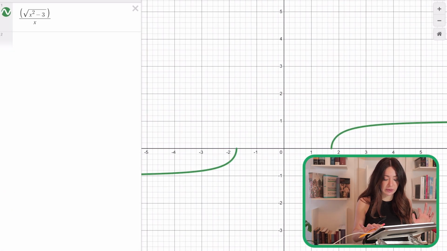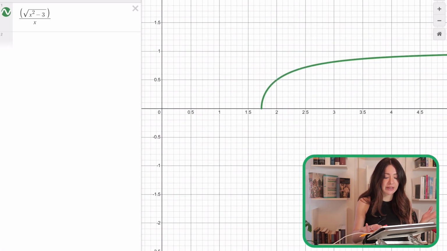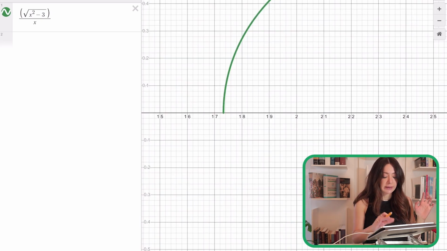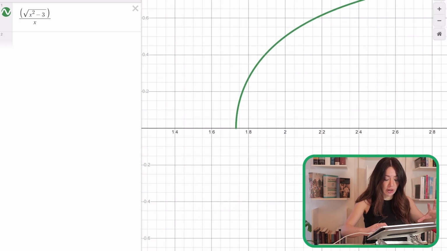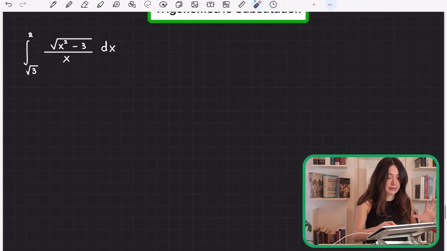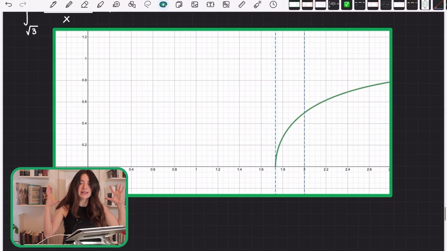And then this is how it looks like. Okay, I don't need that whole thing. I need from square root of 3, which is 1.732, to 2. So I just zoom in, take a screenshot, put it in my notebook, and start thinking about it. Okay, so this is the really big idea that's happening.